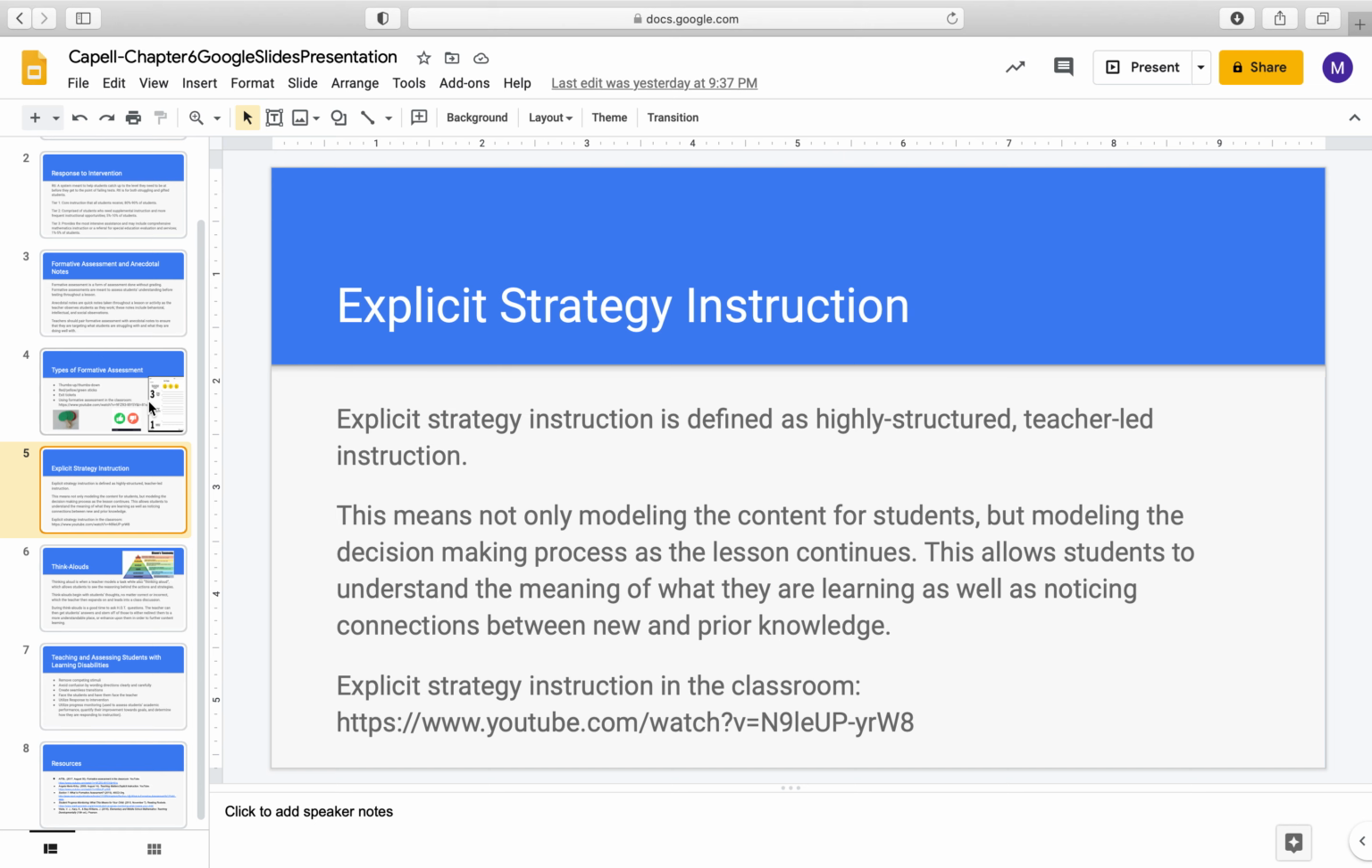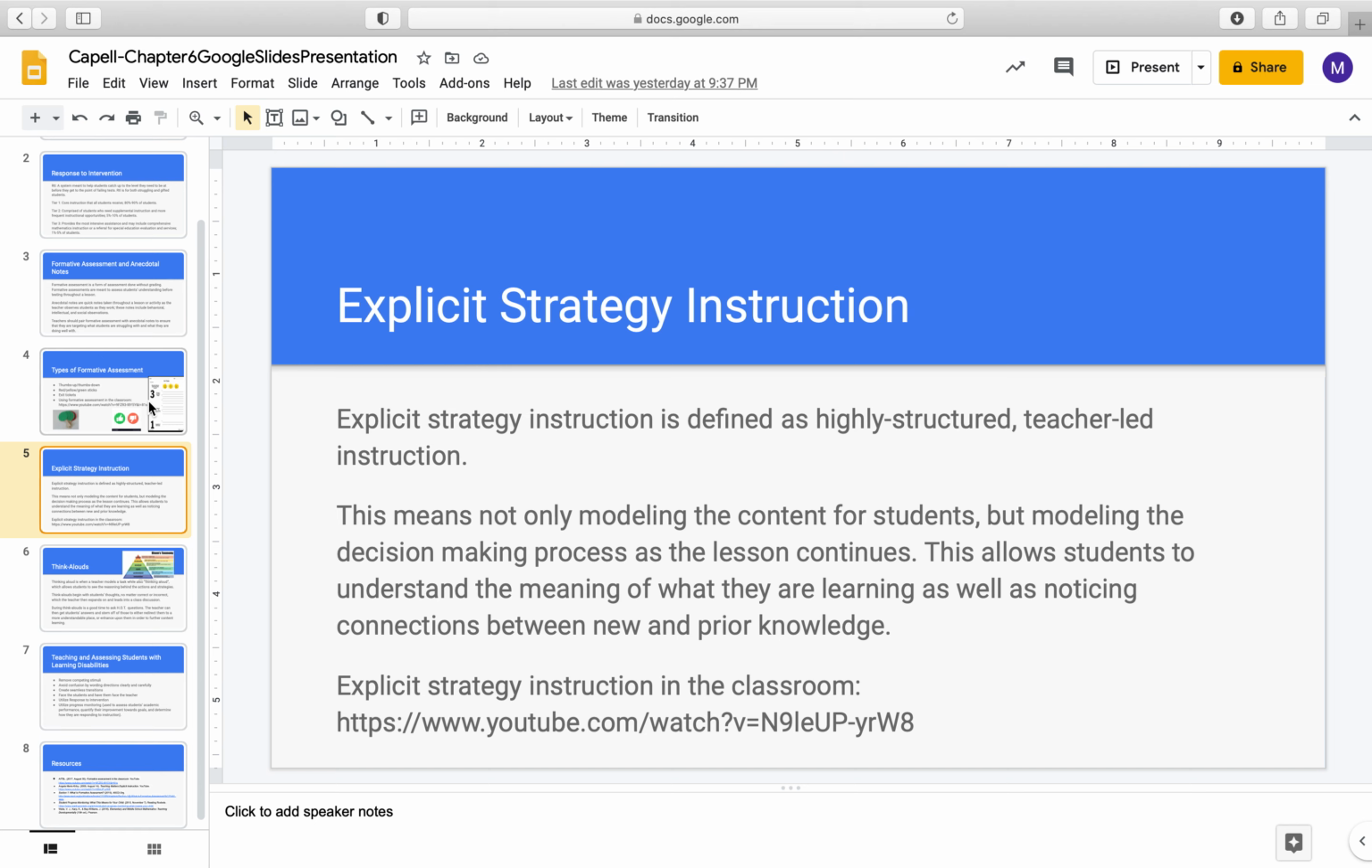Another one was explicit strategy instruction. I actually didn't have a defined term for this before I read the textbook, but it's highly structured, teacher-led instruction where the teacher not only models the content for the students, but also models the decision making process. So the teacher will write out on the board, like if it's a math problem or something, the teacher will model for the students.